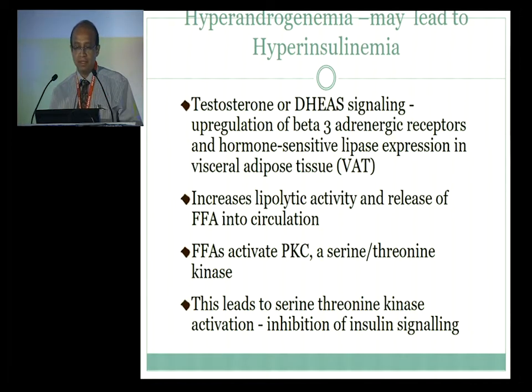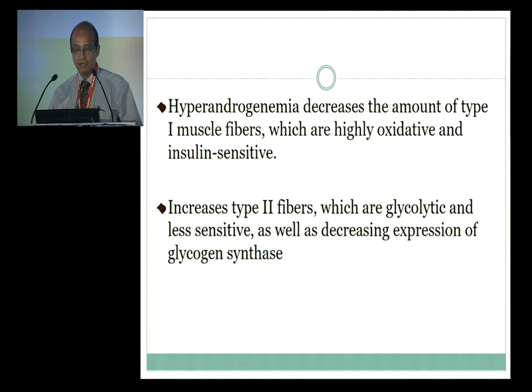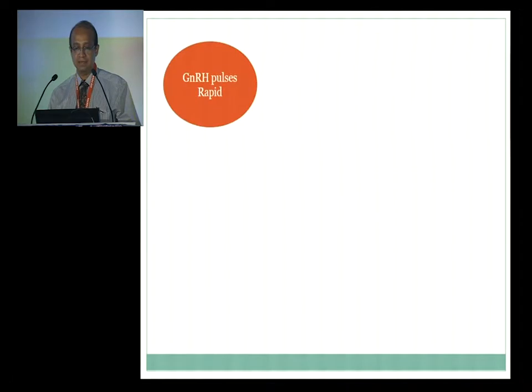So the mechanisms include upregulation of the beta-3 adrenergic receptors and hormone-sensitive lipase expression in the visceral adipose tissue, increased lipolytic activity and release of free fatty acids into the circulation. And this can also activate PKC and inhibit insulin signaling. Furthermore, it can also decrease the amount of type 1 muscle fibers, which are insulin sensitive, and increase type 2, which are actually insulin resistant.